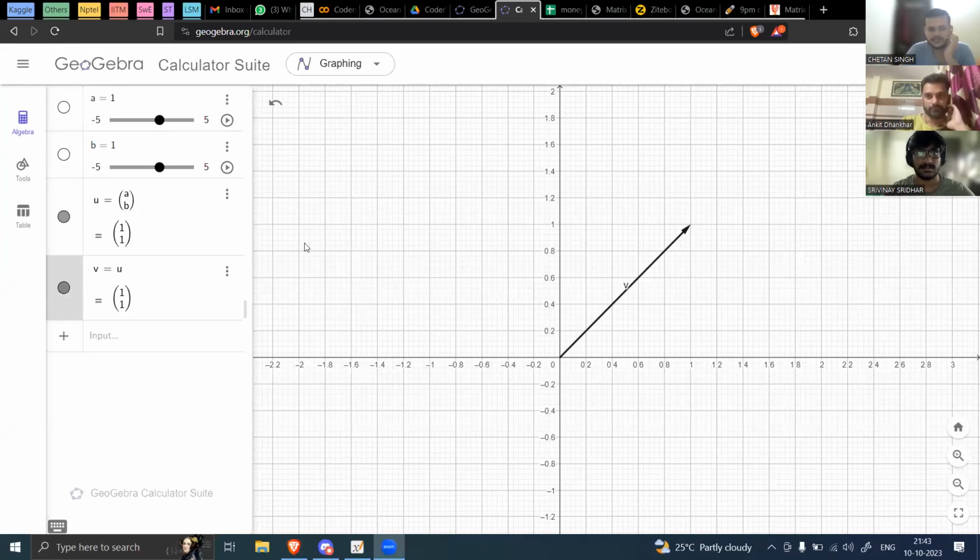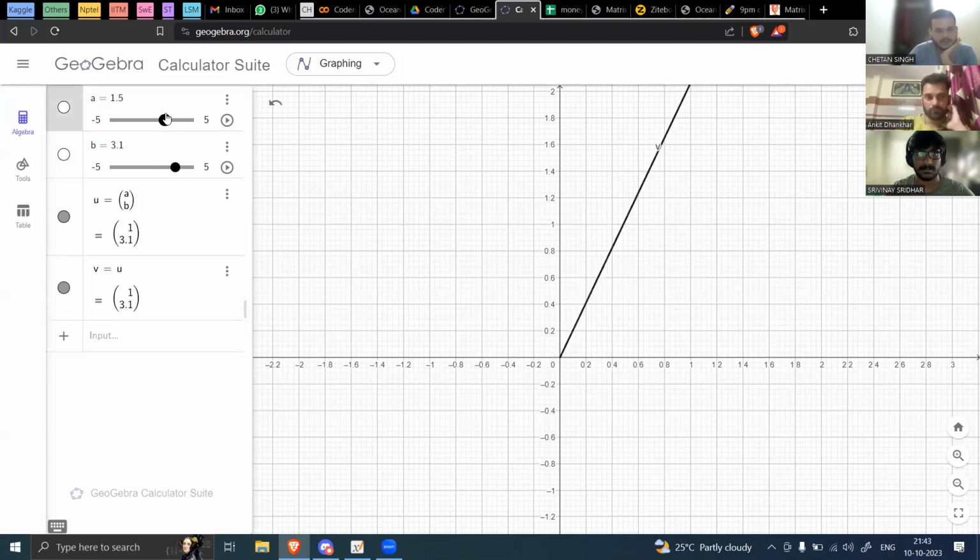Our v is x comma y. Our a that was 1 comma 1 earlier, we replaced it with a comma b, and our v is x comma y. So if we vary the value of a and b, what happens to our v, x comma y?